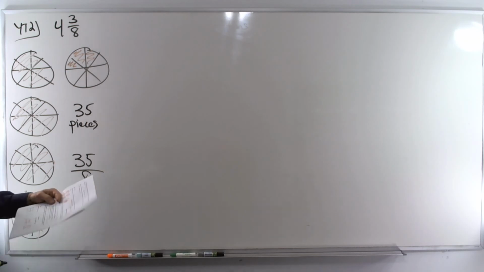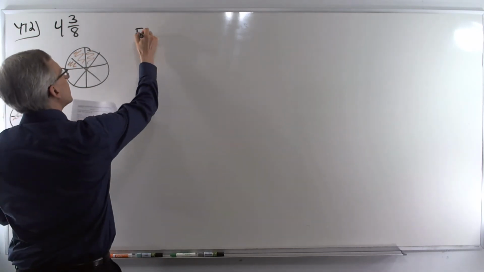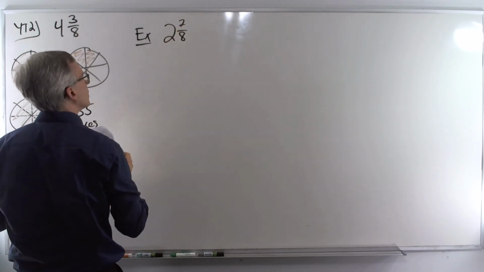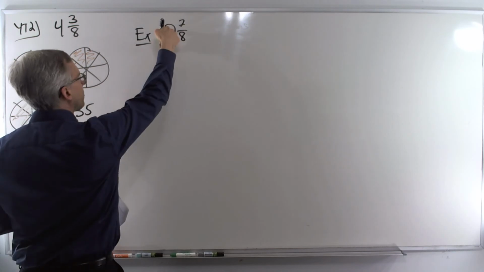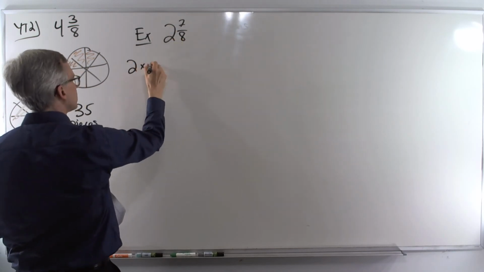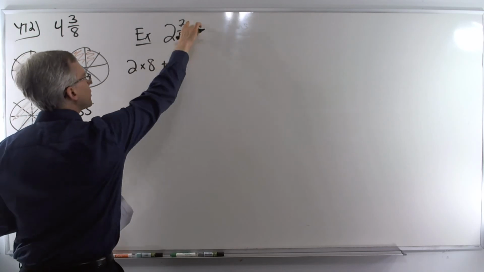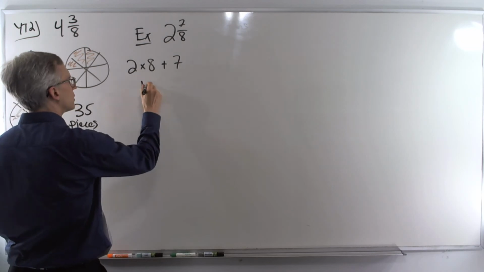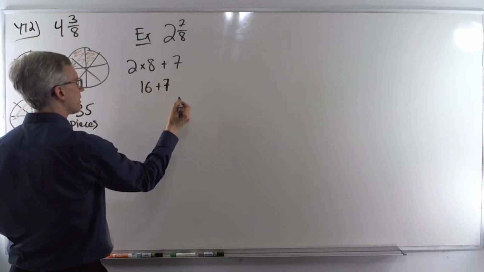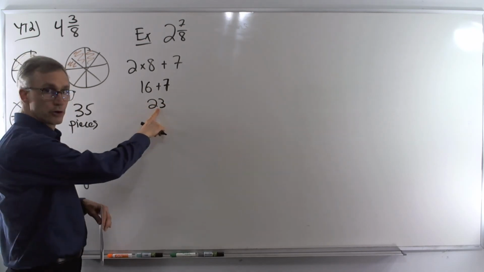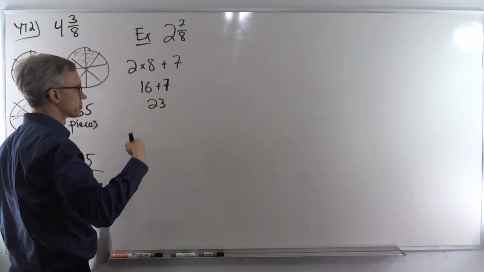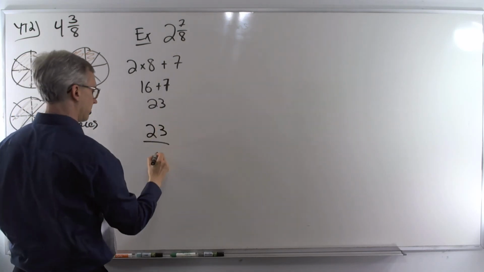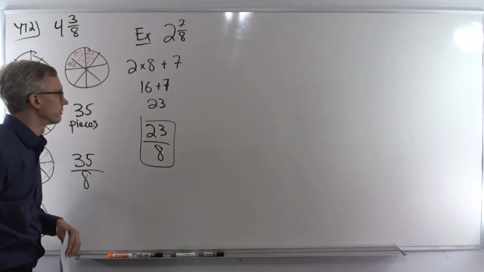That's never going to change, because we're always talking about pizzas with 8 pieces. So, example, we're going to change to an improper fraction 2 7/8. Alright, so we're going to go whole number times the denominator, so that's 2 times 8, and add the numerator. 2 times 8 plus 7. Order of operations says multiply first. So that's 16 plus 7, add them together and we get 23. So that becomes the numerator. Remember, we're creating improper fractions. The numerator has to be greater than the denominator. The denominator stays the same. 23/8.